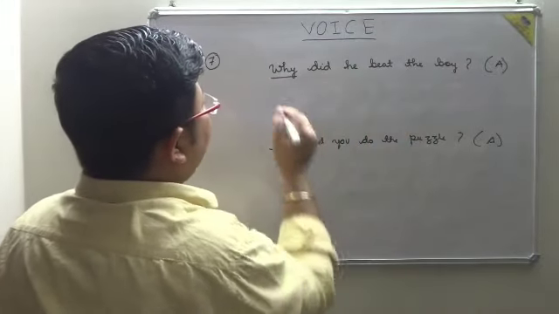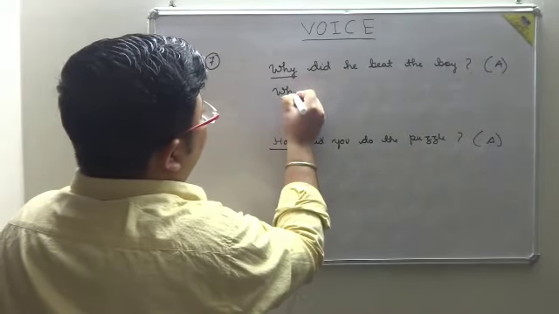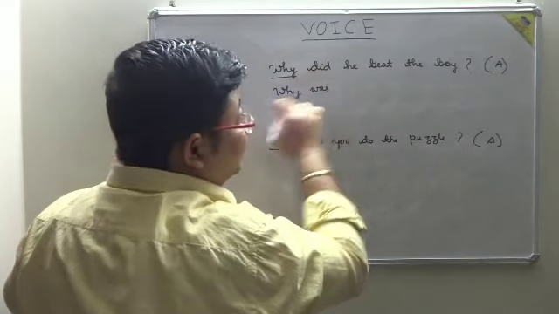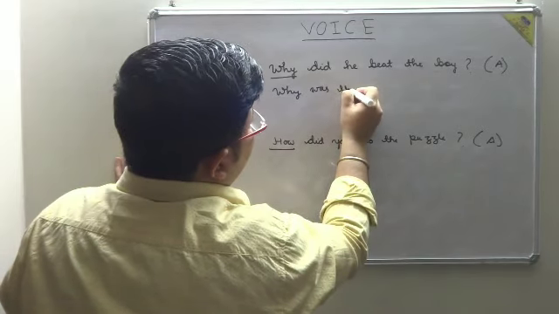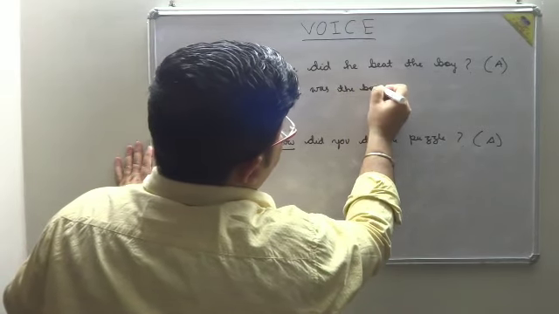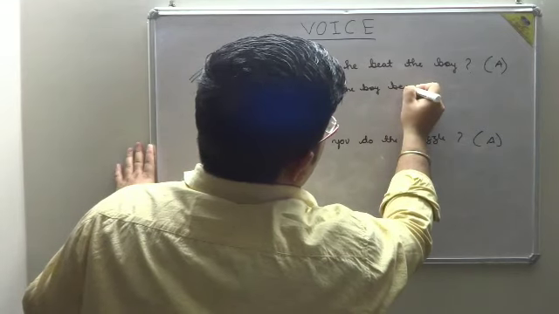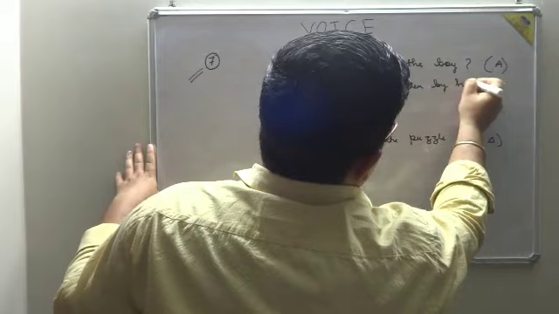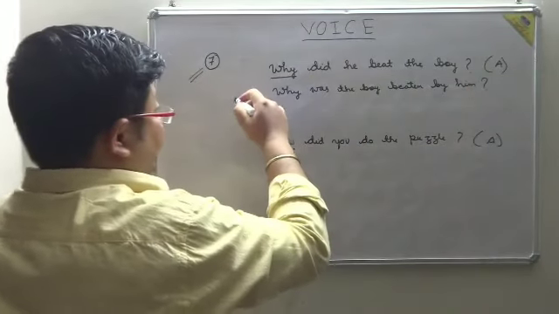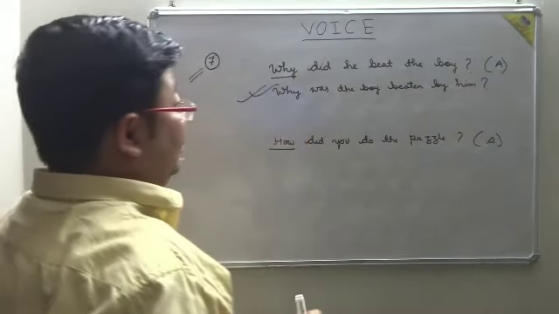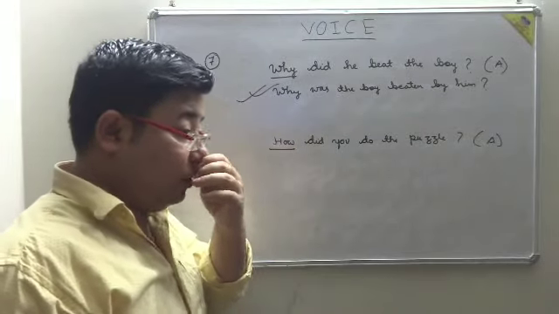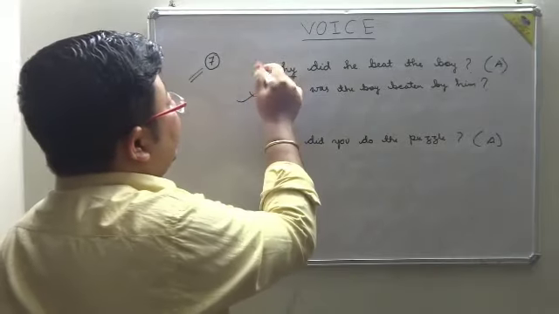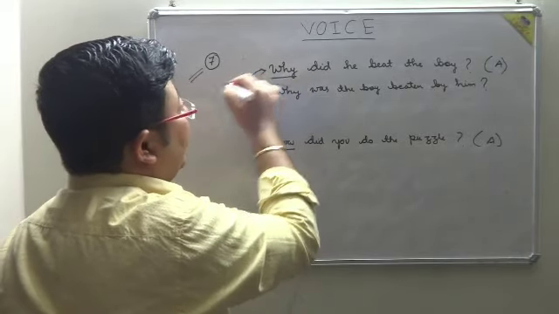Why did he beat the boy? I will write it as why was the boy beaten by him? Did is there, so I will use was, past. See, don't change the why to another form. Only who will be converted to by whom, but why will remain as it is. Use the same word, why.